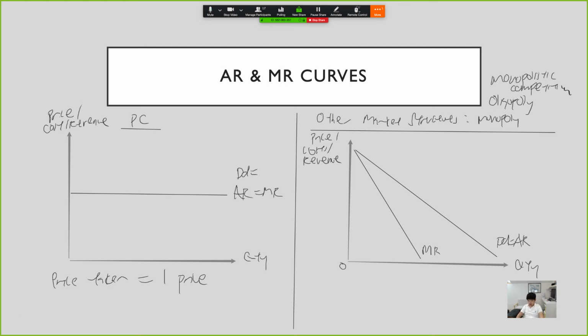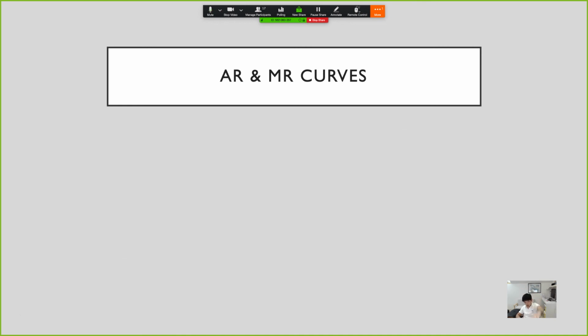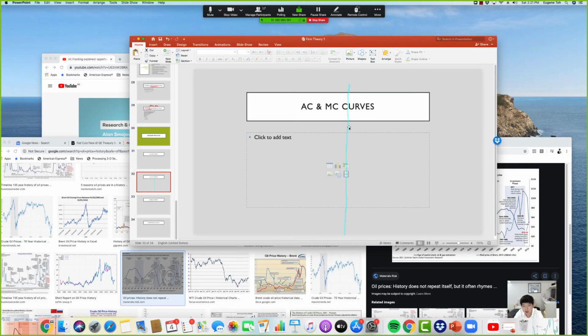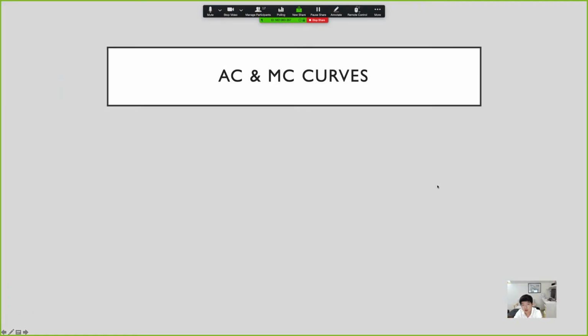All done? Let's go on. Can I erase this? You're all done? Okay, let's erase. Let's go. Let me just deal with this stupid blue line. How come there's a stupid blue line here? Delete. Okay, let's do this.